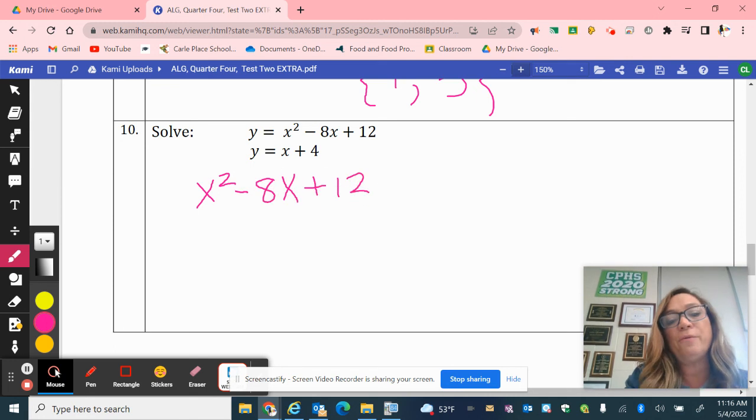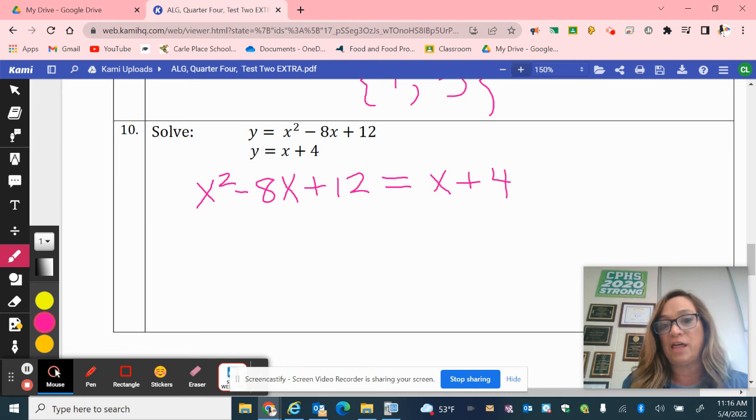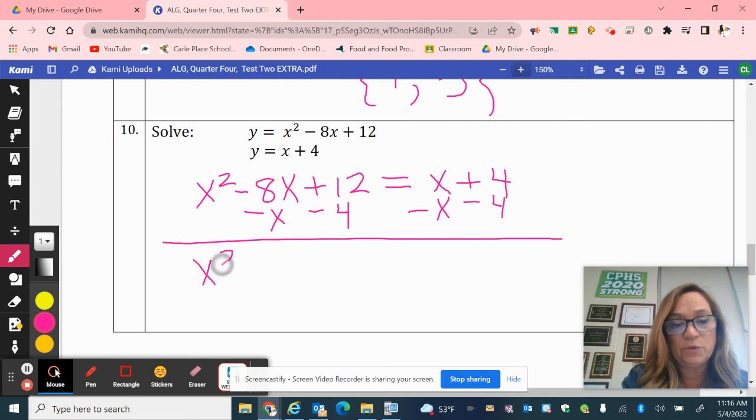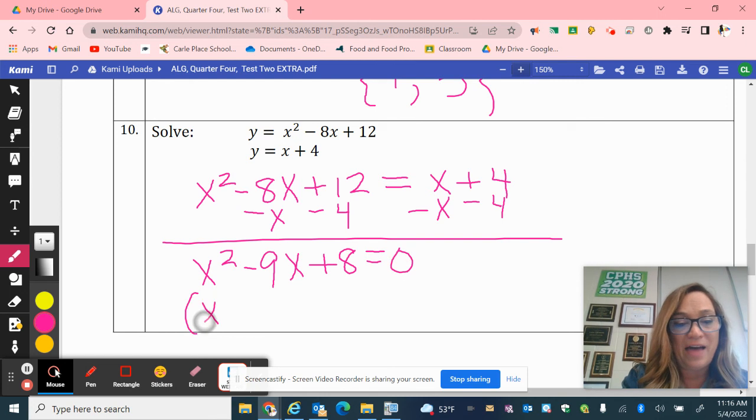Okay, so if they're both set equal to y, you can easily set them equal to each other. So like if this equals y and that equals y, this equals that. So I'm going to move this over. The opposite of adding is subtracting. So that gives me x squared minus 9x plus 8 equals 0. I am going to factor this because I can.